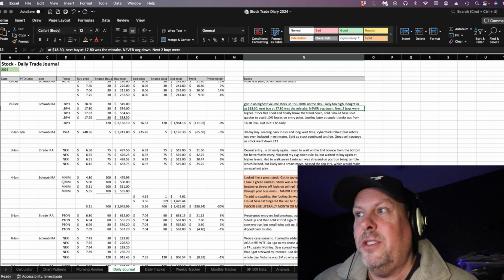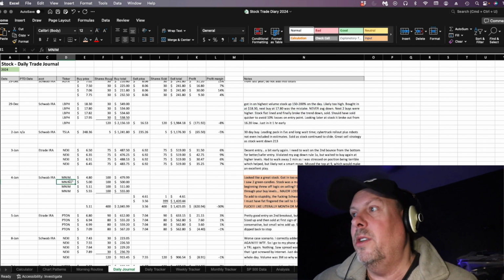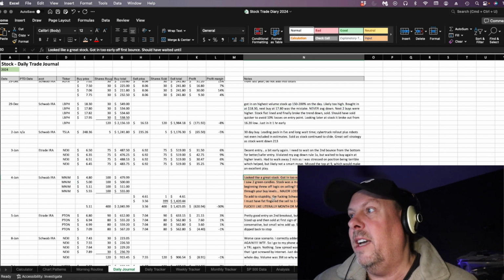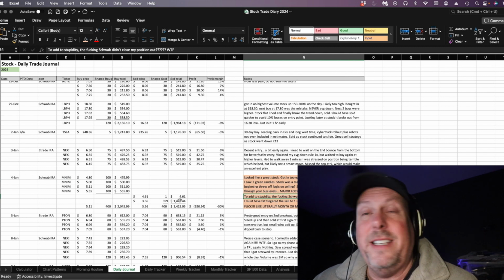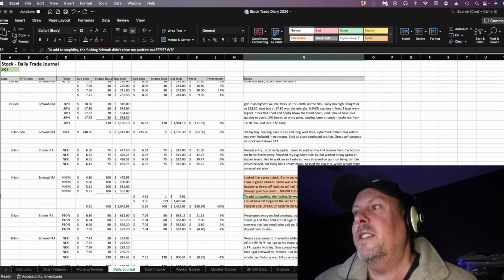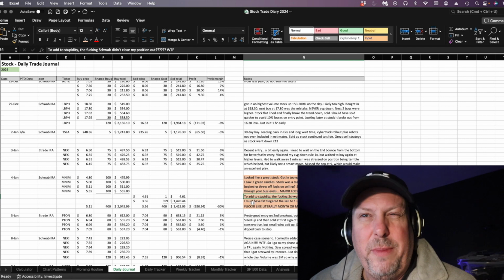Here you can see there's a colossal error compounded. It looked like a great stock, I screwed it up, and then I forgot to sell, so it actually compounded the error. I've highlighted this just to review my worst trades.